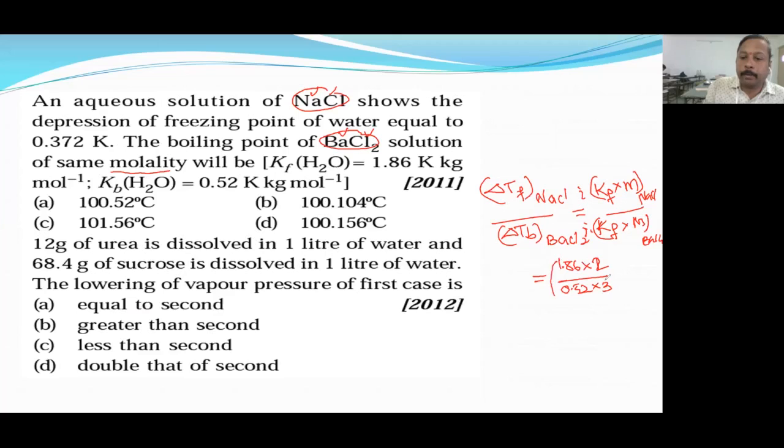Now, here what is given? Depression in freezing point is given. So 0.372 divided by delta TB. This is just the idea. So the complete detailed solution I am going to show you. So this is a complete detailed solution.